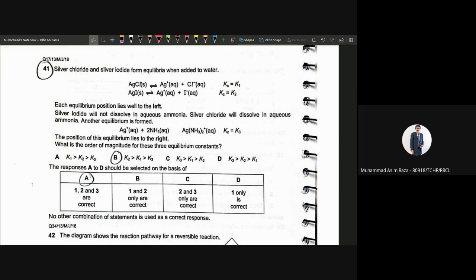He says silver iodide will not dissolve in aqueous ammonia. Silver chloride will dissolve in aqueous ammonia. Okay. He says position of equilibrium lies to the right.